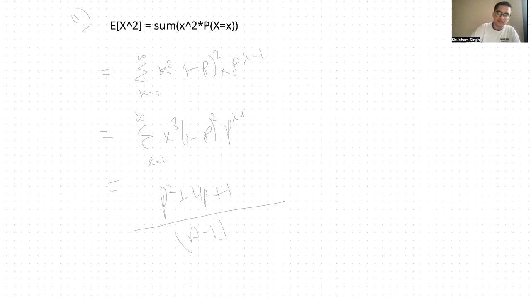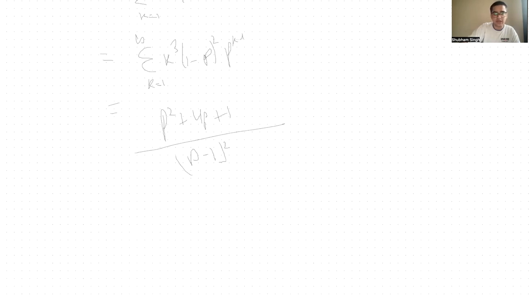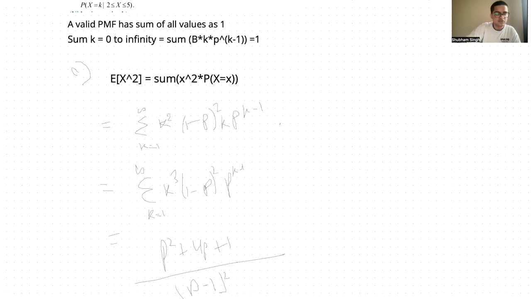So this is what we get. The expectation value of e raised to x square is (p square plus 4p plus 1) by (p minus 1) whole square. I hope this was clear to you.